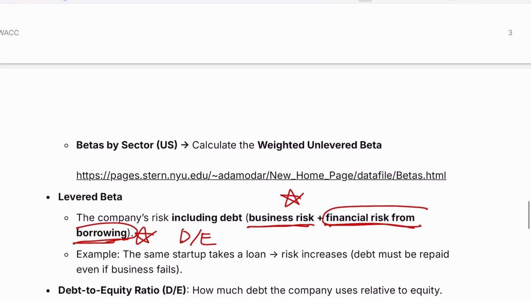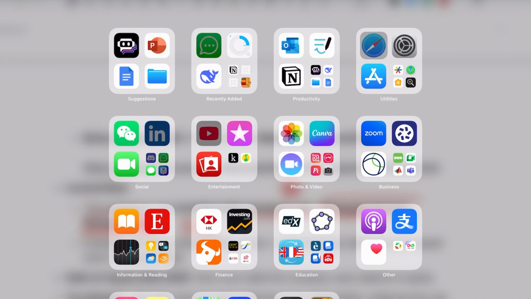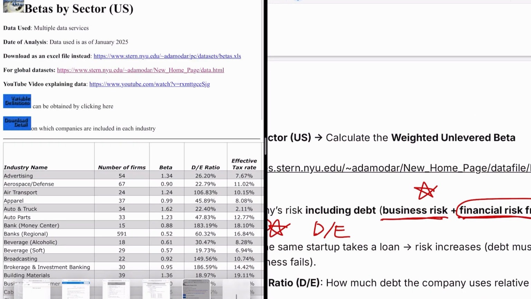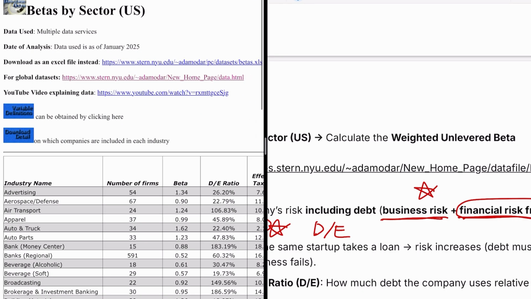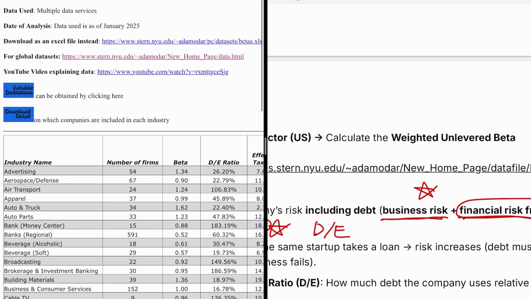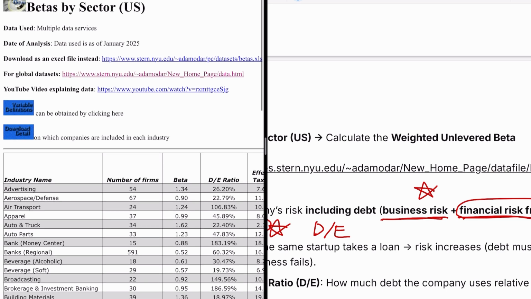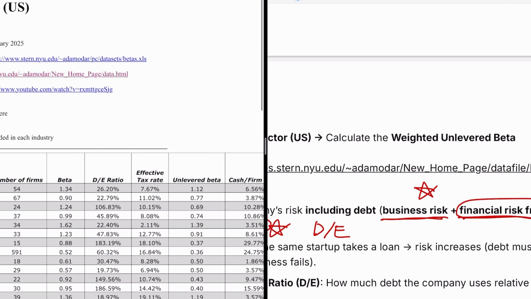How can we find the unlevered beta? Well, we can find the unlevered beta from this website. Here you can get the full Excel for different industries and different countries. This web page is an example for sectors in the US. As we can see, for the advertising sector, the unlevered beta is 1.12.